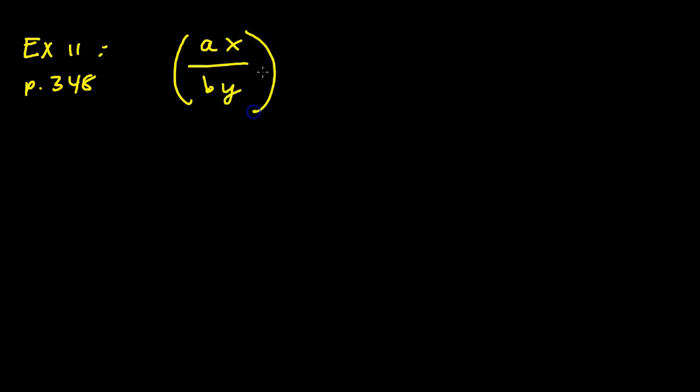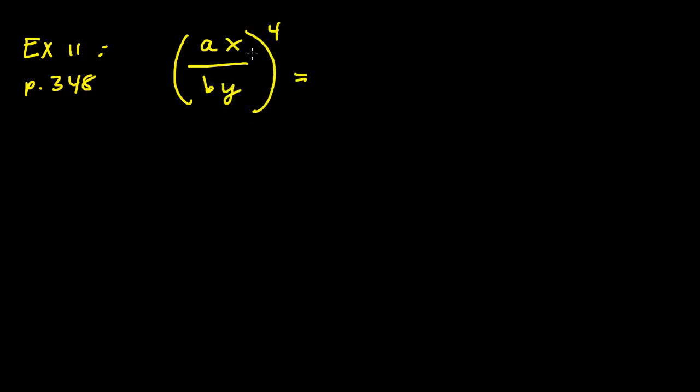All right, the next rule our book wants to talk about is, they call it the expanded power rule for exponents. And to motivate that rule, let's look at an example. Let's say example 11 on page 348. And we've got this expression here, a to the x power times b to the y power, in turn raised to the 4th power.